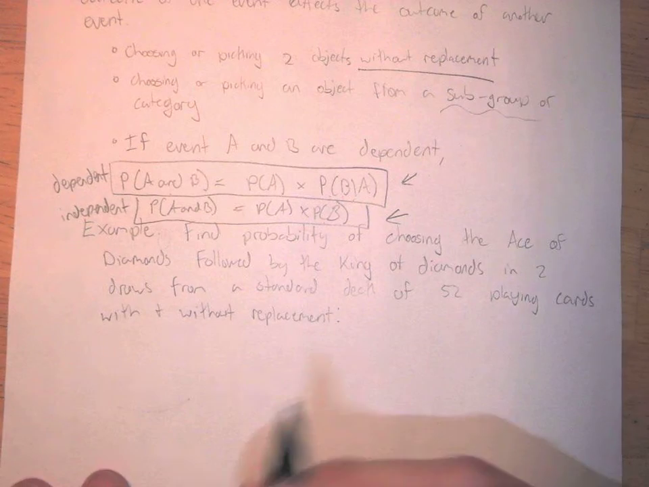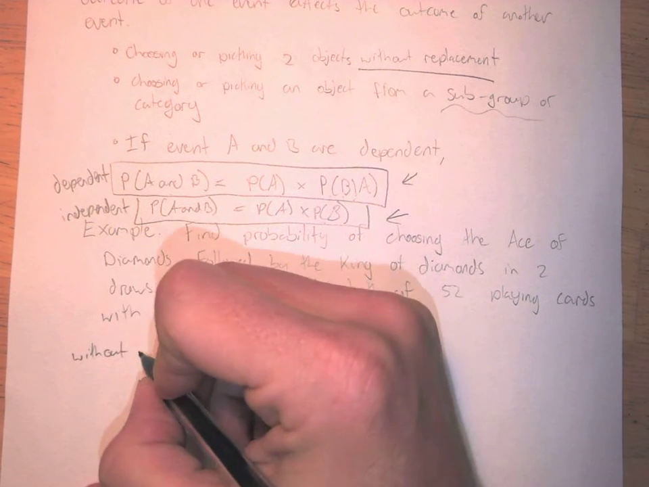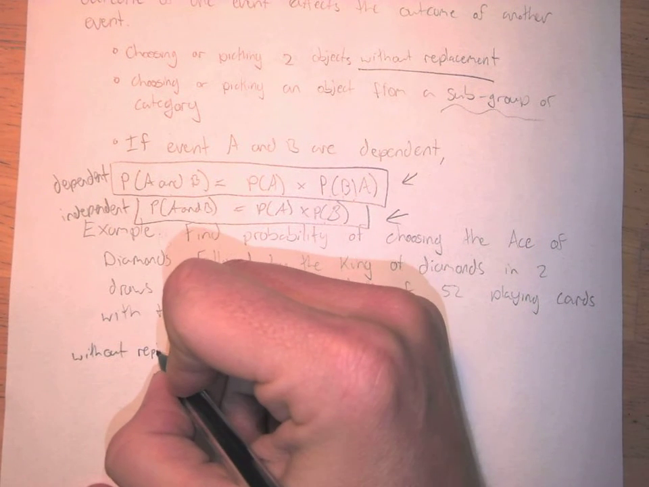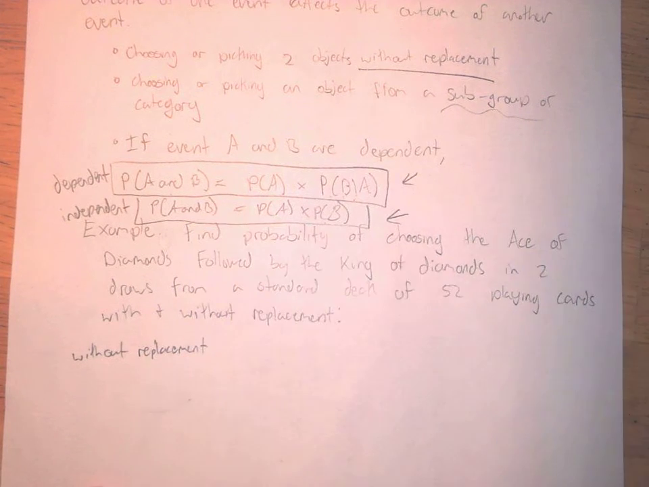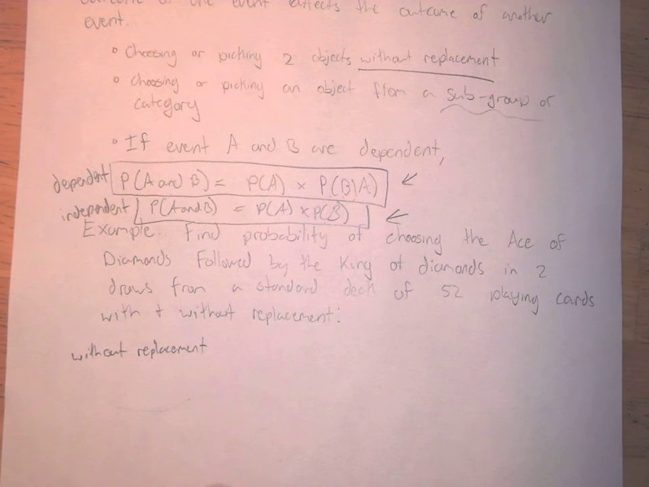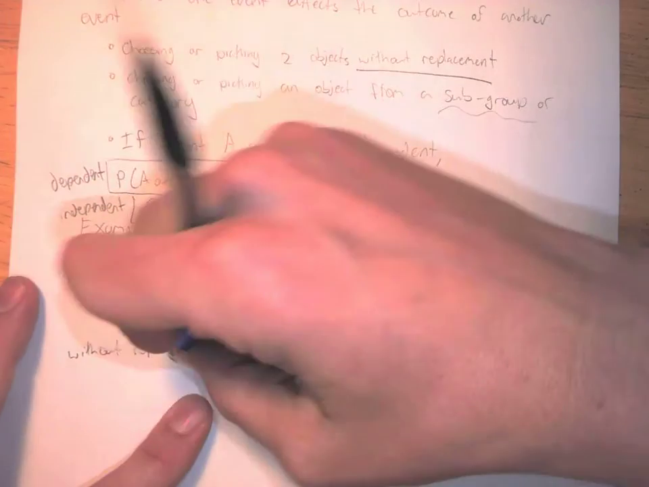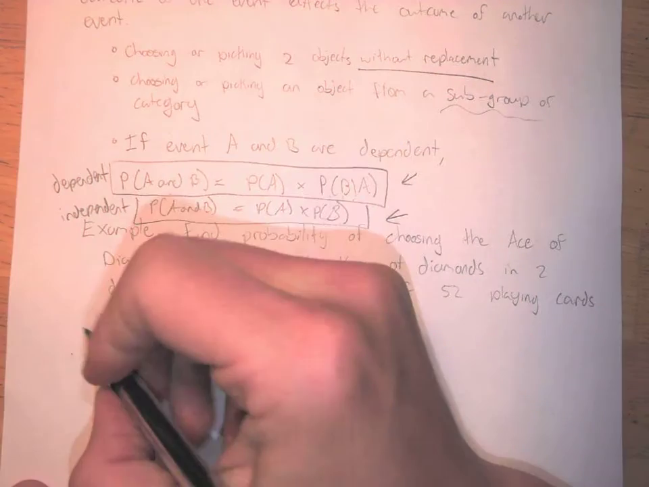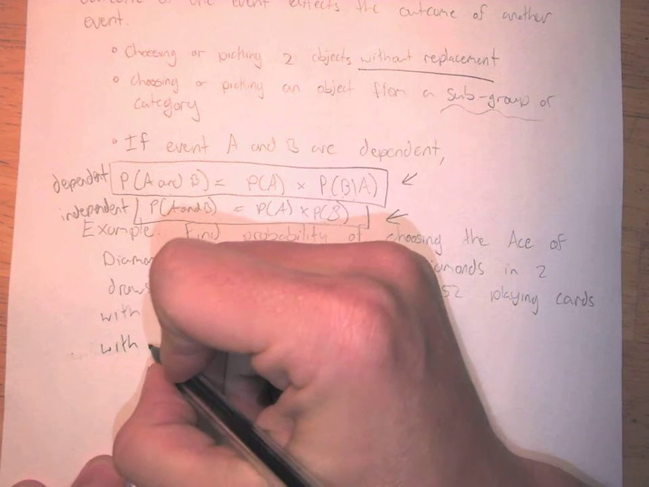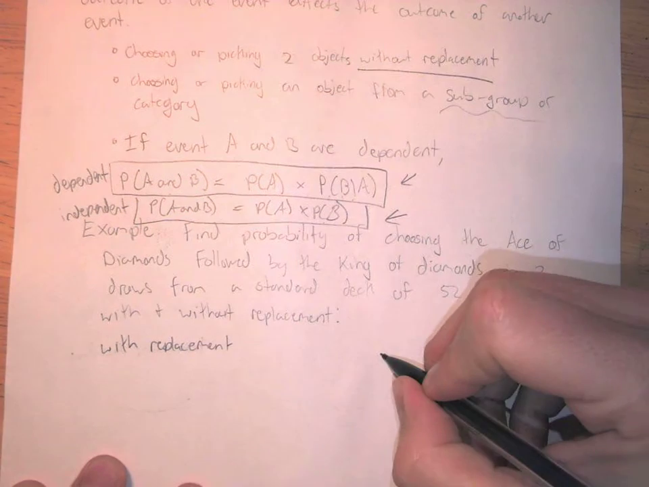Okay, so let's start with without replacement. So I have two draws. The first draw doesn't depend on the second draw. Sorry, let me go back. I got this backwards. We want to do with replacement first. And then on this side we'll do without replacement.